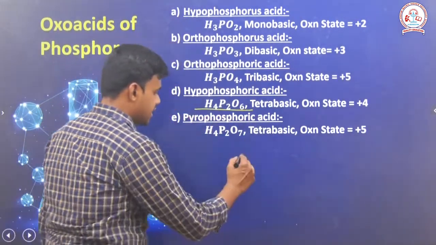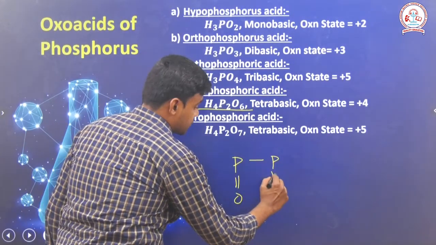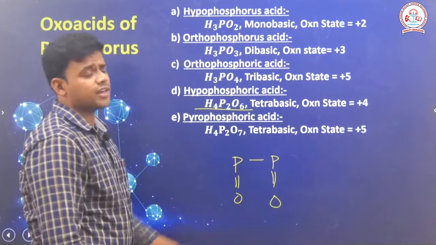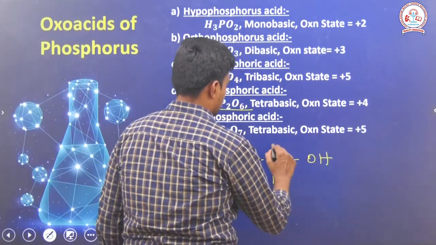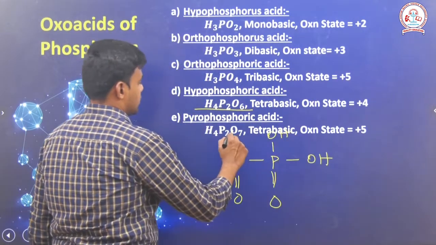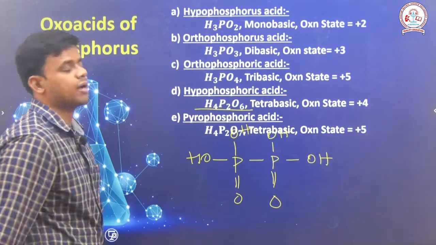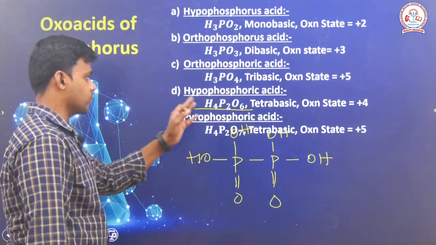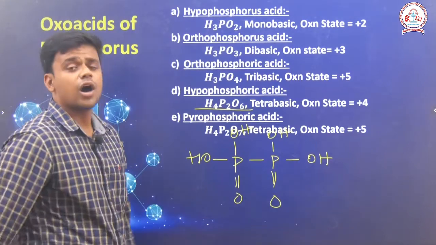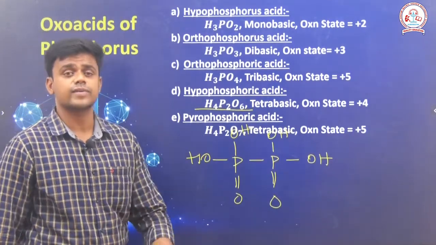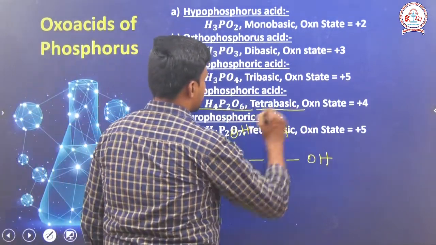Then the next one is hypophosphoric acid. When 2 hydrogen and 2 phosphorus come, the bond happens in this way. So here it is OH, OH, OH, OH. So this is the bond that happens over here. So this is H4P2O6, hypophosphoric acid. It is a tetrabasic acid. All the 4 hydrogens which are present along with the oxygen are replaceable or ionizable. That is why it is a tetrabasic acid.